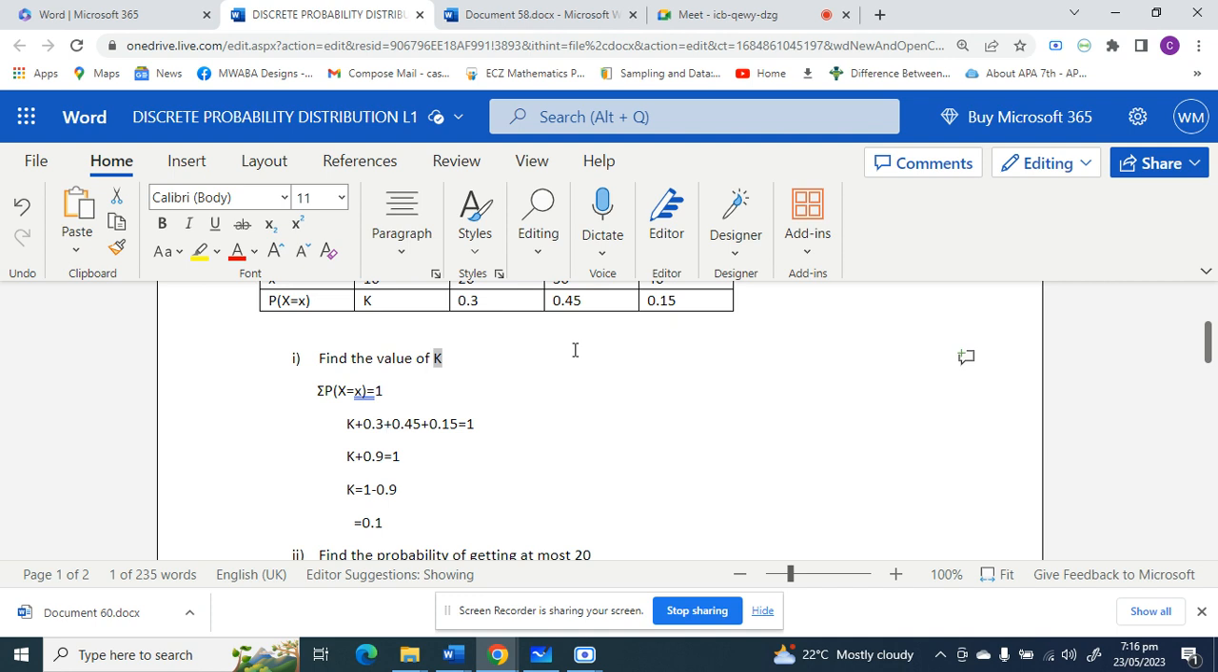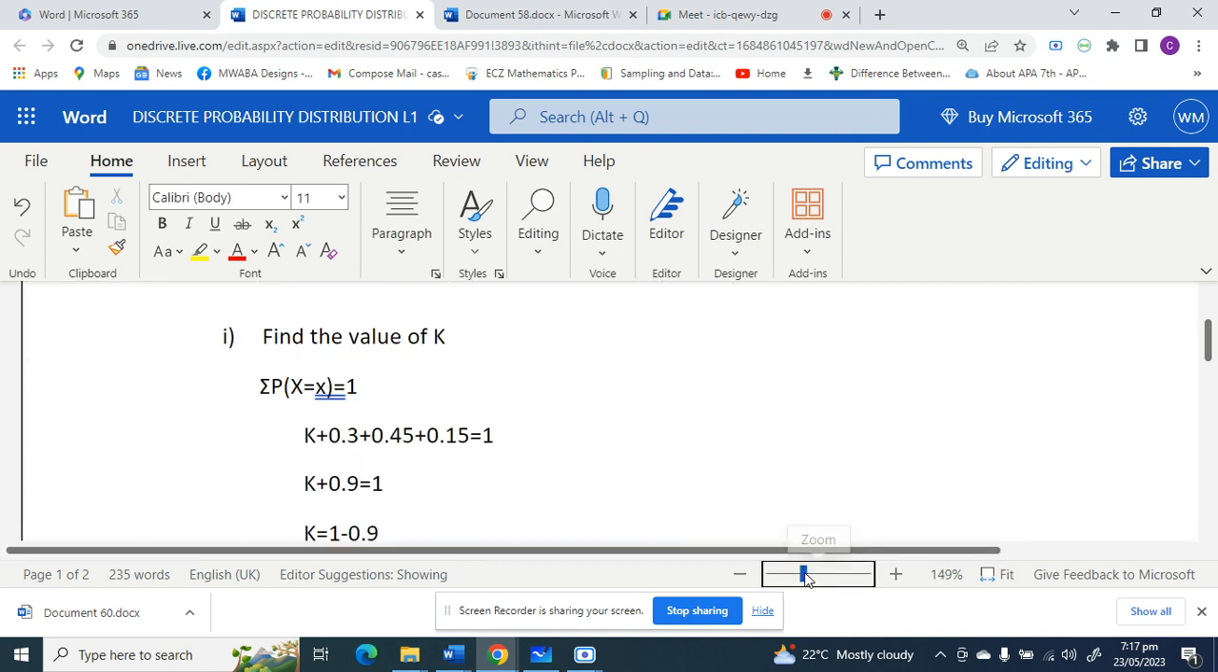Thank you for that. Okay, so when we said, so this expression, what it's saying is the summation, when you add up all the probabilities, they should give you 1. Okay, so what you're going to do, you form this equation here. Then you add up these probabilities 0.3 plus 0.45 plus 0.15. When you add these three probabilities, you get 0.9.